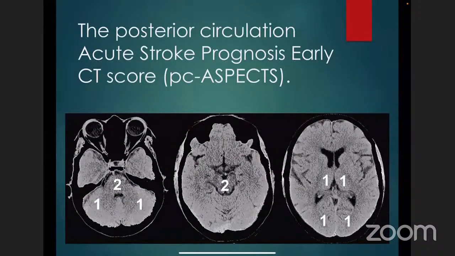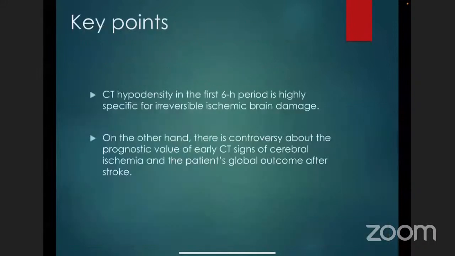This is the posterior circulation ASPECT score. It is also a 10-point score: 2 points for the pons, 2 points for the cerebellum, 2 points for the midbrain, 2 points for both thalami, and 2 points for the occipital lobes. But it is not commonly used.